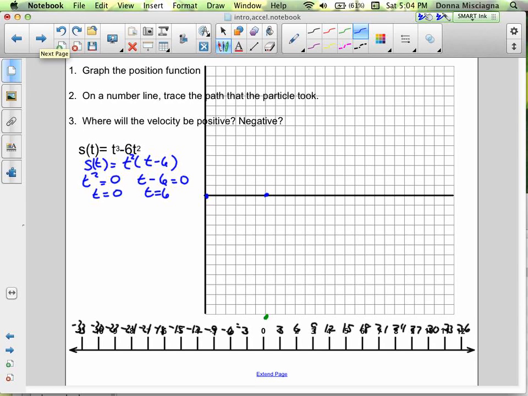All right, let's get another value. Let's find out what happens between our 2 x-intercepts. Let's take t of 3. All right, so s of 3 would be 3 cubed minus 6 times 3 squared. So that would be 27 minus 54. So negative 27.